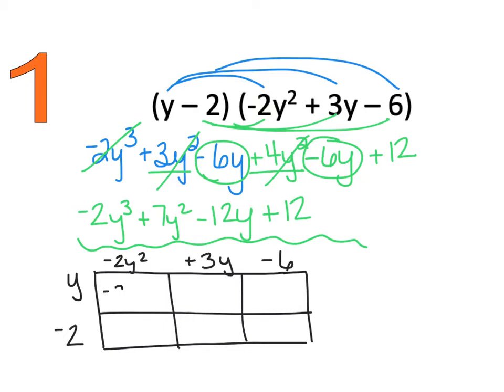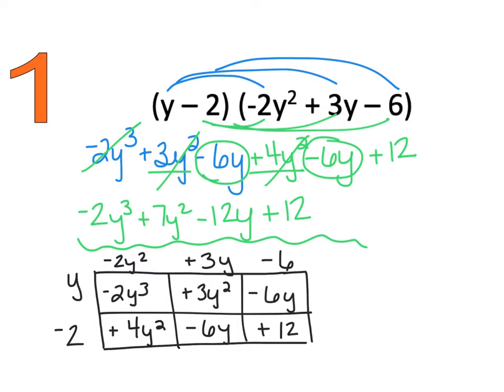So this will be negative 2y to the third. Y times 3y is positive 3y squared, and then minus 6y. Now I'm going to multiply negative 2y squared by the negative 2 produces positive 4y squared minus 6y and a plus 12.